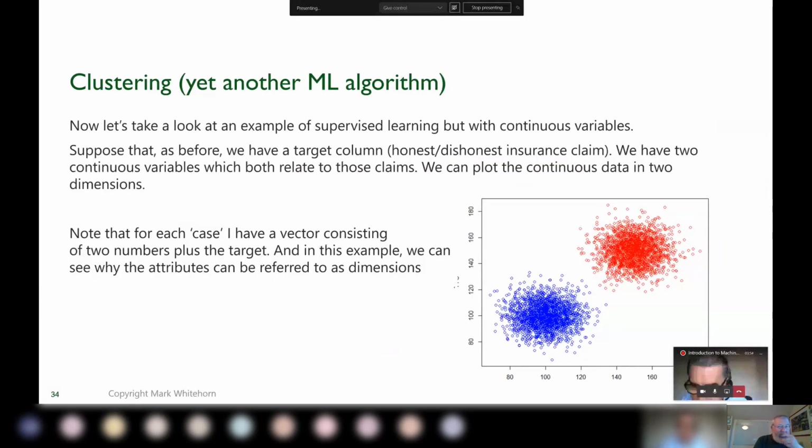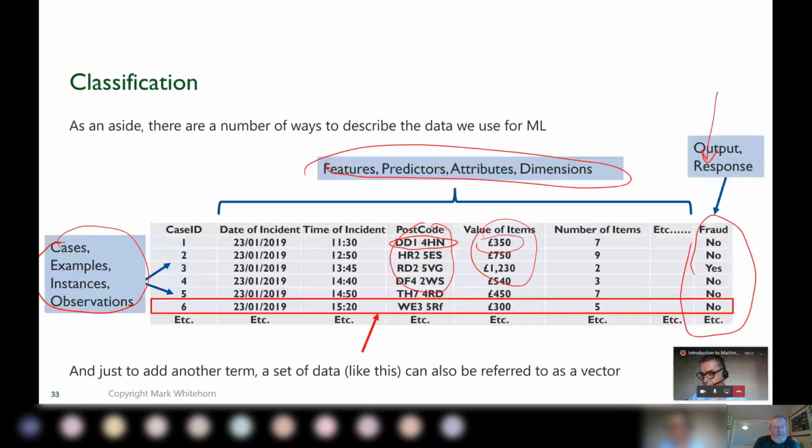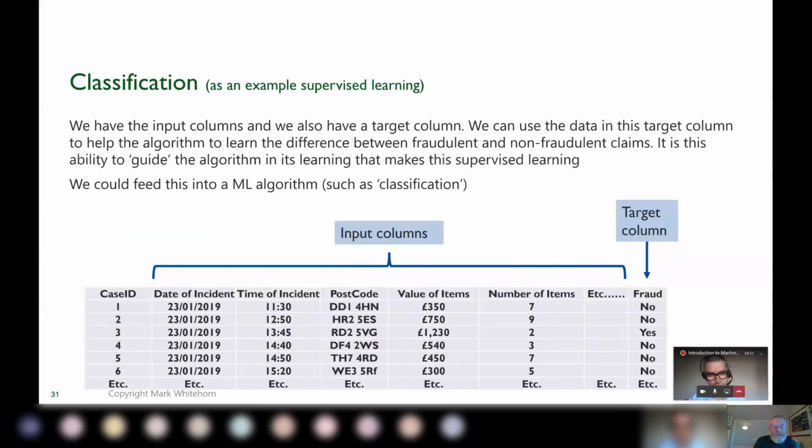Clustering is yet another machine learning algorithm, a very useful one, one I commonly use. It is looking for behavior between continuous variables. Discontinuous variables are things, if I go back a couple of slides, like that, for example, which is a discontinuous set of data. Something like value of item is continuous. You can have any value you like between 350 and 750. These are discrete areas. Another really good example of a discontinuous set of data would be male versus female.